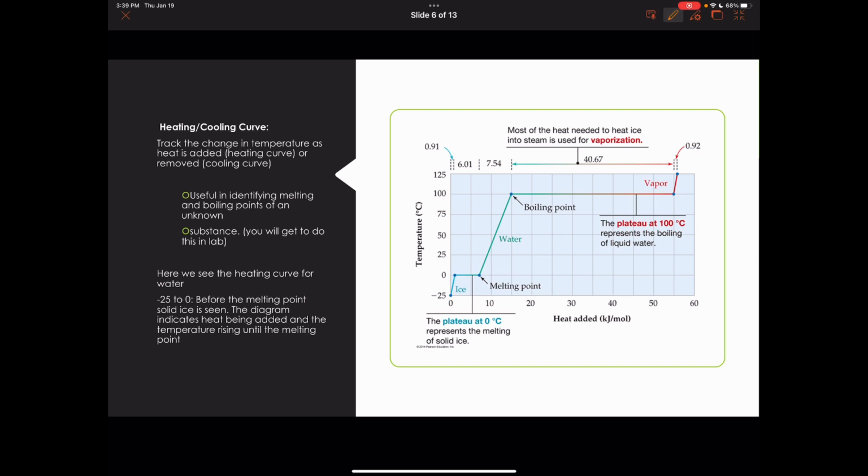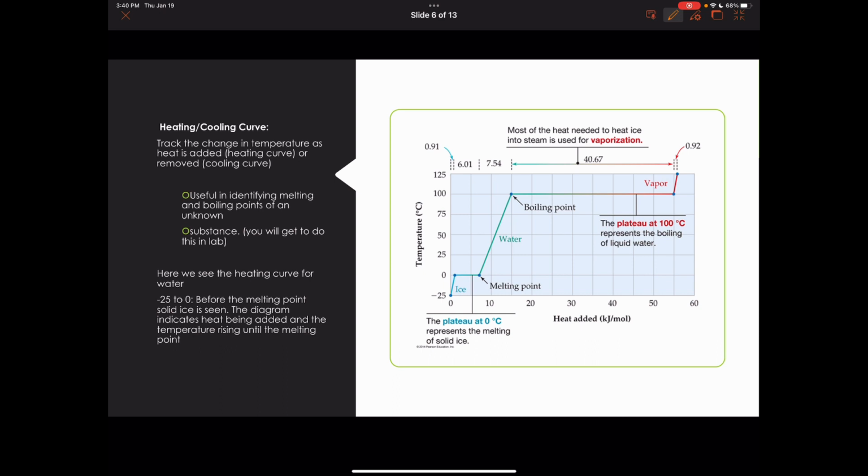You're going to have a substance, you'll know what that substance is, and you're going to create a cooling curve for it, and you're going to use it to identify the freezing point of that substance. Here in our image, we have the heating curve for water. We're going to notice from one heating curve to the next, we've got several features. We're going to see these rises, and then we're going to see these plateaus.